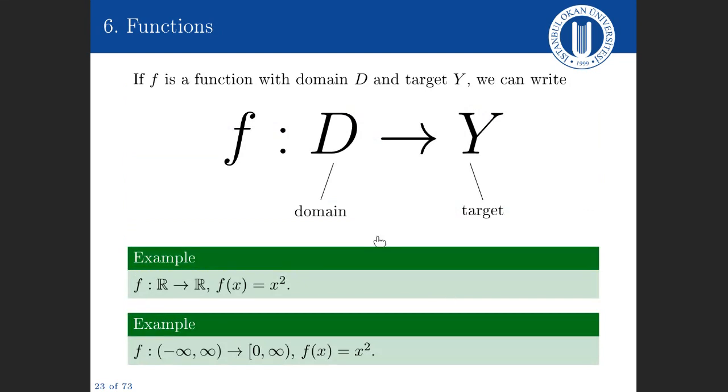If we have a function with domain D and target Y, we can write it like this: f colon D arrow Y. So the function goes from D to Y.